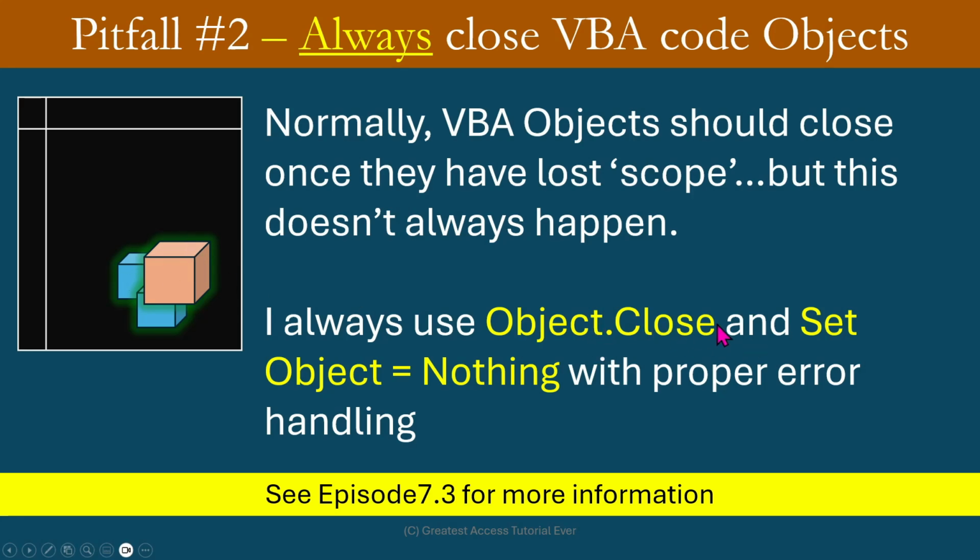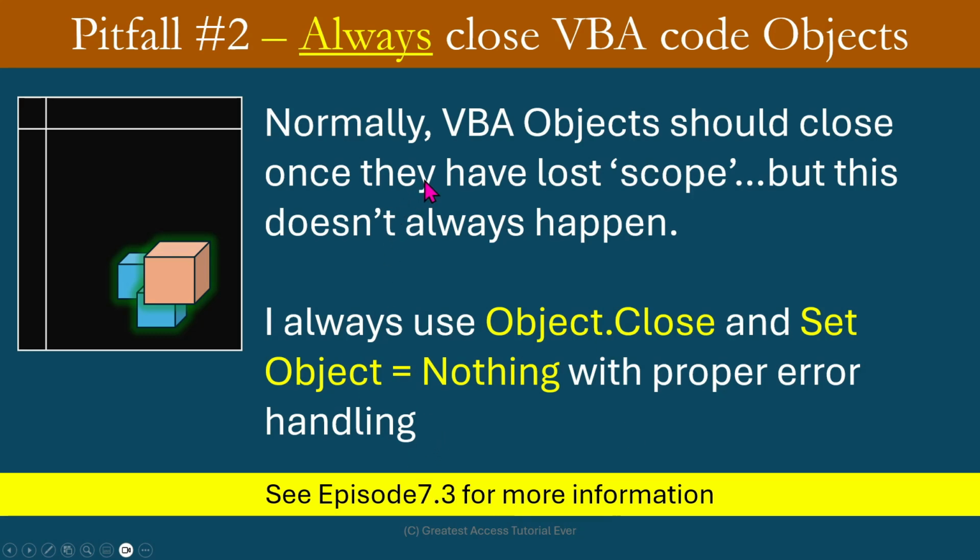I use close and set to nothing. I use both commands because they're slightly different. Sometimes in Microsoft examples even, you'll see just set the object equals nothing without the close. I always do both. Episode 7.3 details a module you can use to help you with this.